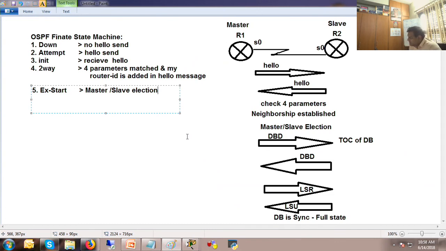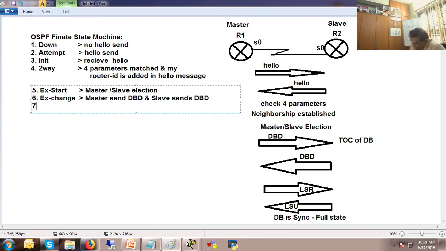Master slave relationship. Then the sixth state is exchange. Now the real exchange is going to happen. What will we exchange first? See there, neighbor, master slave done. Next, DBD, table of contents. So master sends DBD and slave sends DBD. Understand?